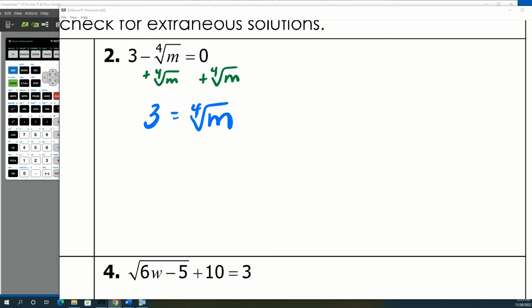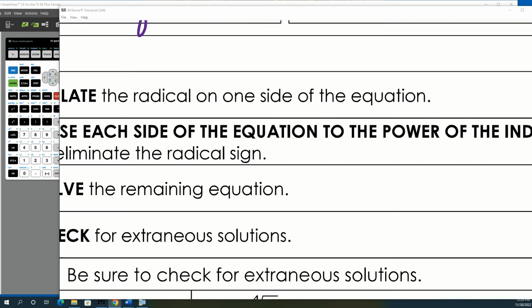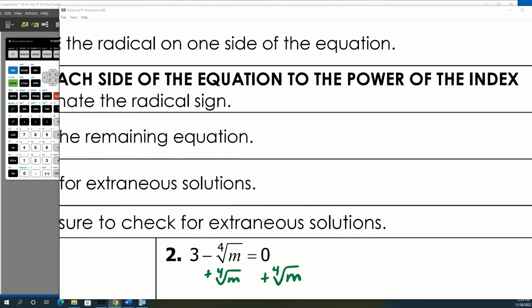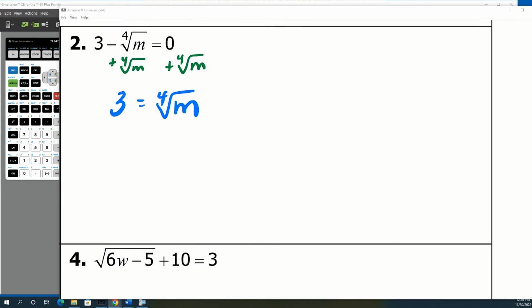All right. And then I'm pretty sure this is the first time you guys have done these types of questions. But can you think of a way, like we don't want the 4th root of m, we just want m. So can you think of a way to get rid of the 4th root? Anybody? Just guess. You don't multiply it by 4, but you do something with a 4. Power 4, good. So that's the next step. You're going to raise each side of the equation to the power of the index to eliminate the radical sign. So that means we're going to raise both sides to the 4th power.